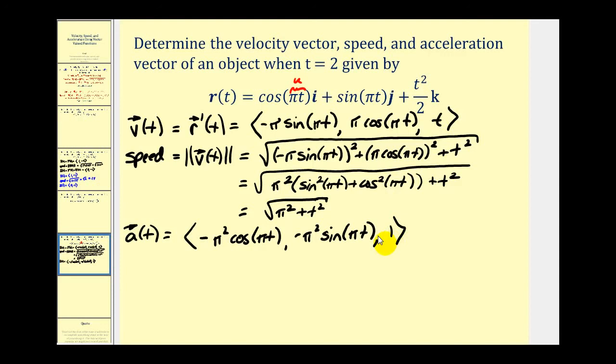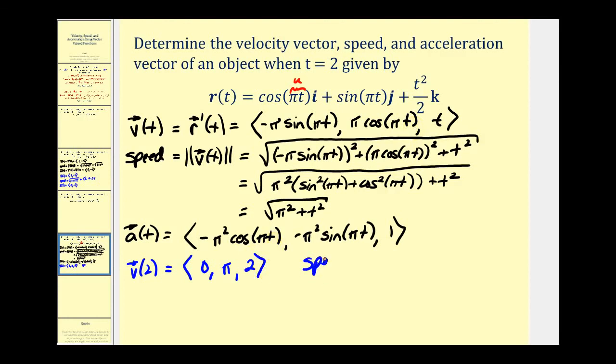Okay, well, this is all the information we need now to find the velocity and acceleration vector as well as the speed when t is equal to 2. When t is equal to 2, we're going to have negative pi times sine 2 pi. Sine 2 pi is 0. For the y component, cosine of 2 pi is going to be 1, so we'll have 1 times pi, or pi. And then for t, we'll have 2.